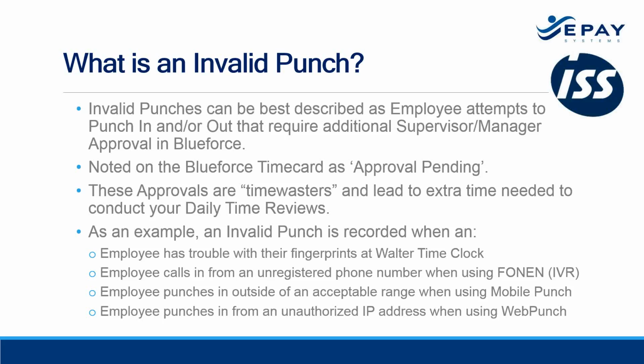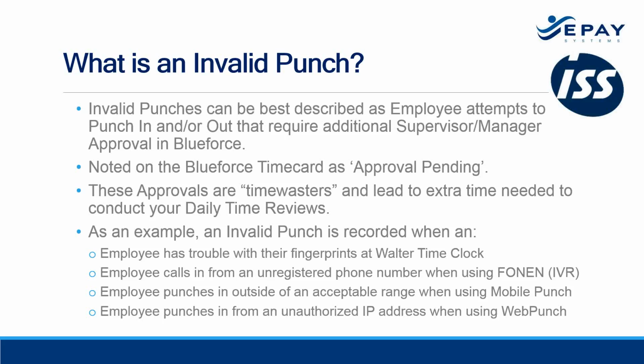Another point is the employee punches in from outside the acceptable range when using Mobile Punch. For those that use the GPS option, which is the cell phone mobile app or the tablet mobile app, either way, the acceptable range is just how far away from the job we want the employee to be able to punch in or punch out. If they are 5 miles down the road from their job site, obviously it's going to come back and say it needs approval pending because they were not at the job site when they punched in.